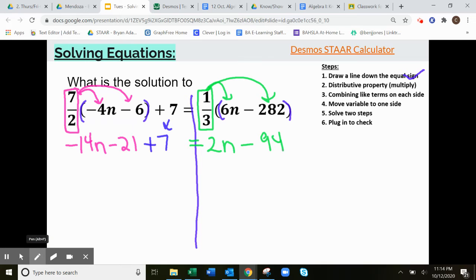Okay, now we already did the distribution, so we can start combining our like terms on each side. So on the left side here, we see that we have the 14 and the 7 that we can put together. So negative 4, sorry, that was a mistake because the 14 doesn't have an n. So no, we're going to have to do this part here. I'm going to write this down.